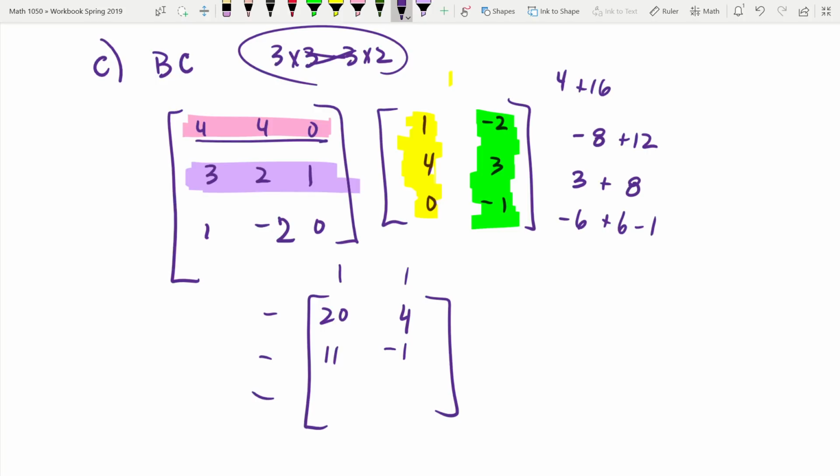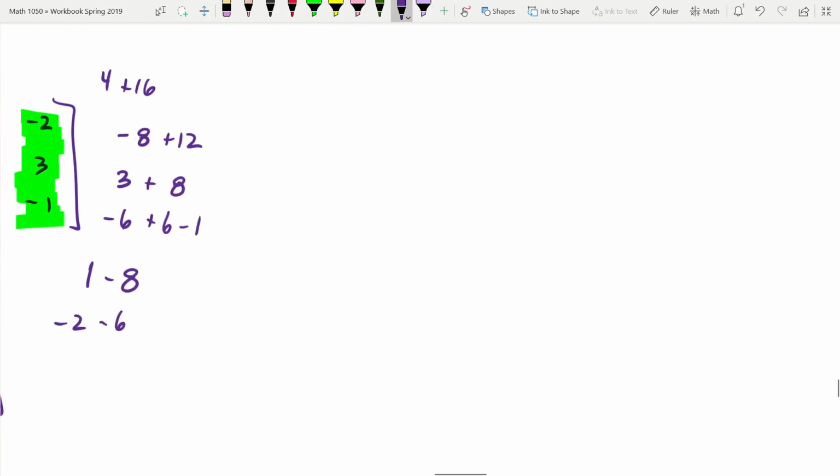And now I move to the last one, which is here. So the 0 that's circled in red comes down. So 1 times 1 is 1. 4 times negative 2 is a negative 8. 0 times 0 is a 0. 1 minus 8 is negative 7. Now I go red to green. 1 times negative 2 is a negative 2. Negative 2 times 3 is a negative 6. 0 times negative 1 is a 0. Negative 2 minus 6 is a negative 8. There's my answer. Okay? Question D.